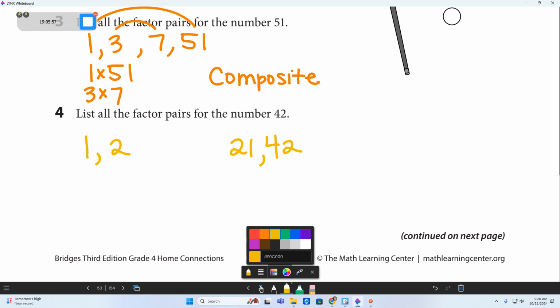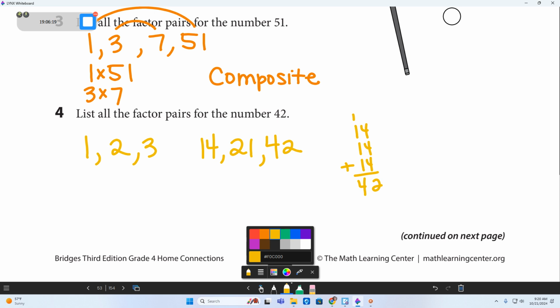3 times 15 is 45. Is it 3 times 14? What if you put 3 14s together? Oh, it does. Okay, so 3 and 14. These are really hard. If you are having a hard time thinking of all of these, they are kind of hard numbers, just because nobody really knows their facts of 14 very well, right?